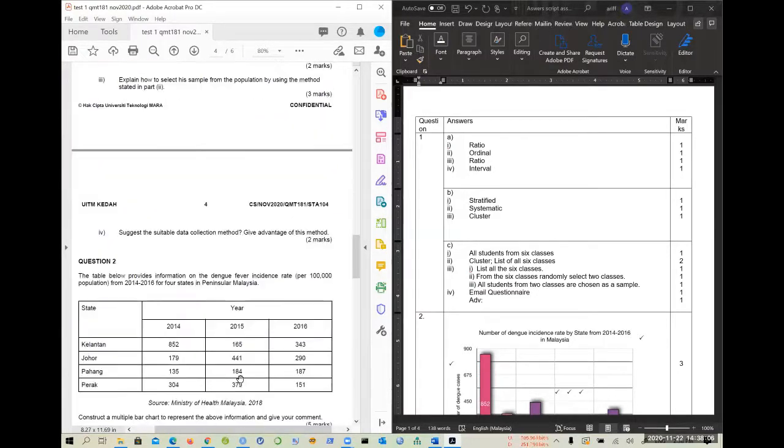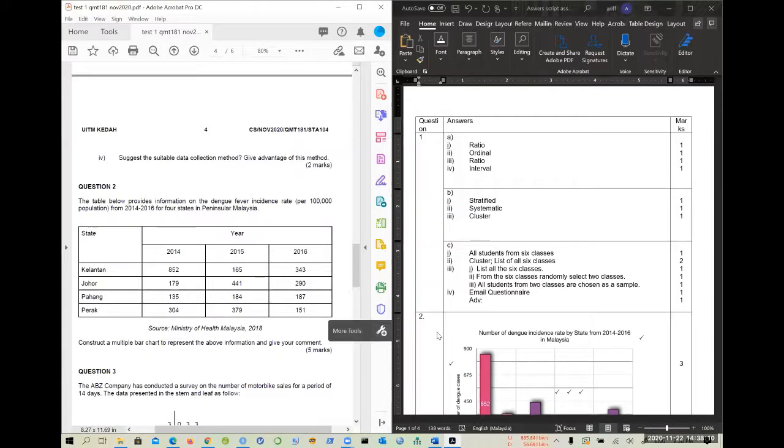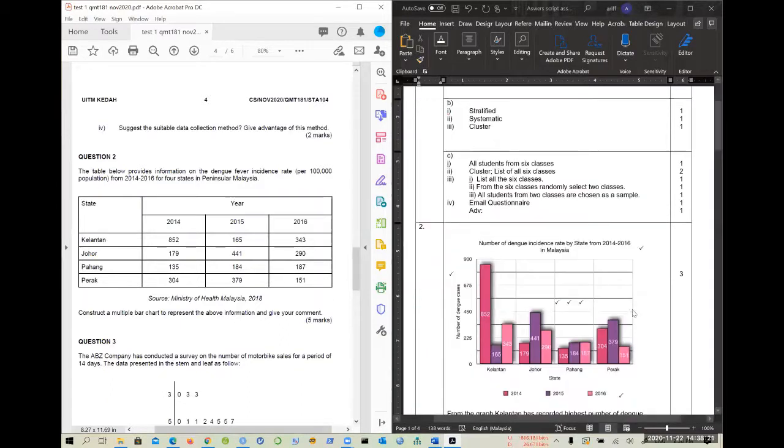Okay. So let's see the second one. The second one is on graphical display. So ini saya rasa tak ada masalah. So they give you the table below provide information on the dengue fever incidence per 100,000. And then you have this one. Okay. So bila you buat ini, so this one ada sikit kesilapan kat sini dari segi dia punya labeling. So by right the label is not correct. Okay. So you have this thing.